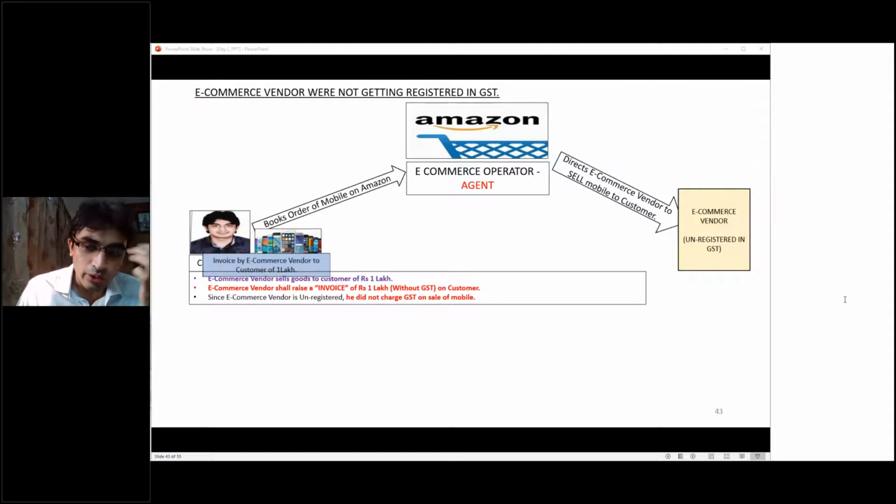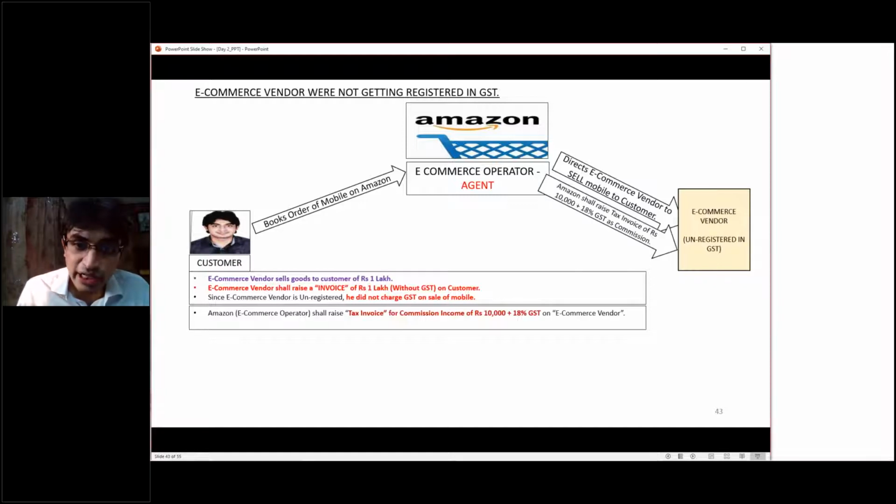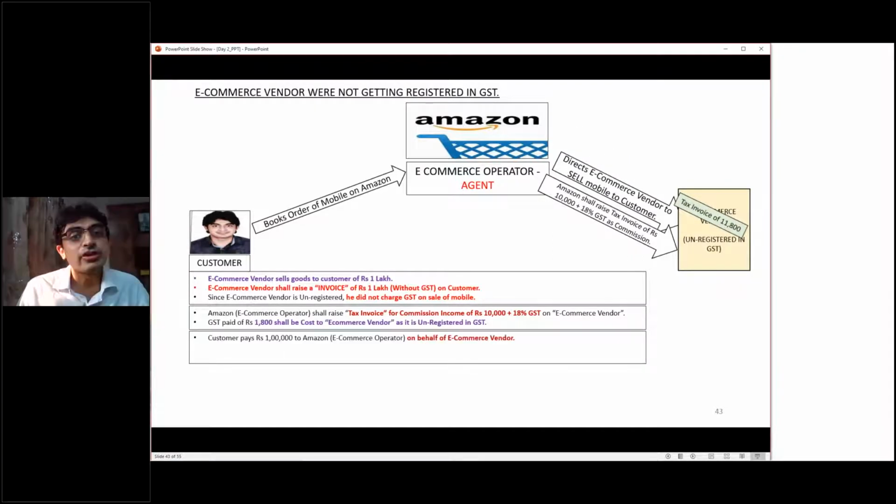It is allowed on Amazon. Even if you don't have GST, you can register. There is a way. It is not that Amazon will not allow it. Amazon does allow it. So the e-commerce vendor raised an invoice on me of only 1 lakh. But Amazon raised an invoice of 10,000 plus GST on the vendor for its commission, because Amazon is going to charge GST on its commission income.